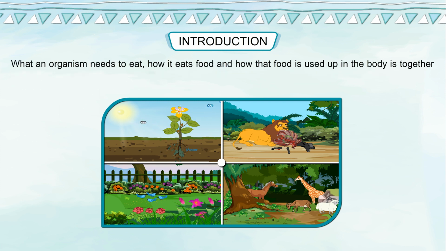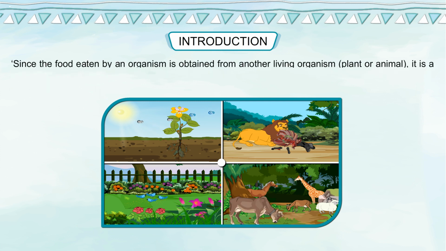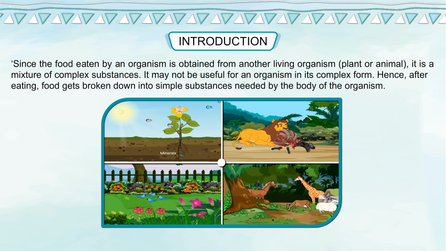What an organism needs to eat, how it eats food, and how that food is used up in the body is together called nutrition. It can be defined as the requirement, the mode of intake, and utilization of nutrients by an organism. Since the food eaten by an organism is obtained from another living organism, plant or animal, it is a mixture of complex substances. It may not be useful for an organism in its complex form. Hence, after eating, food gets broken down into simple substances needed by the body of the organism.